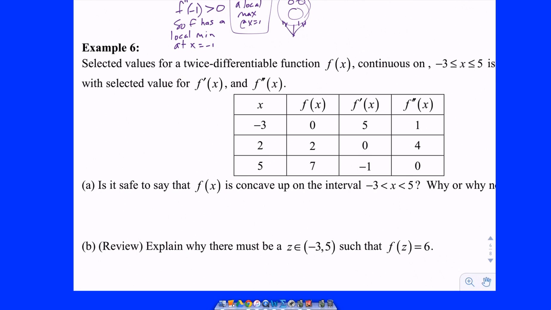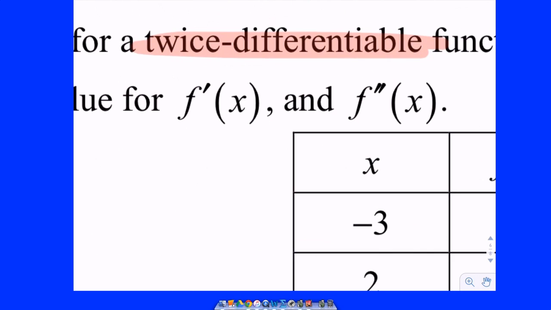All right, so let's look at example 6 and we'll stop here for the day. Selected values for a twice differentiable function f of x. What does twice differentiable mean? The second derivative exists. So if a function is differentiable, it is continuous as well, right? We know since it's twice differentiable, the first derivative exists. So the first derivative is also continuous.